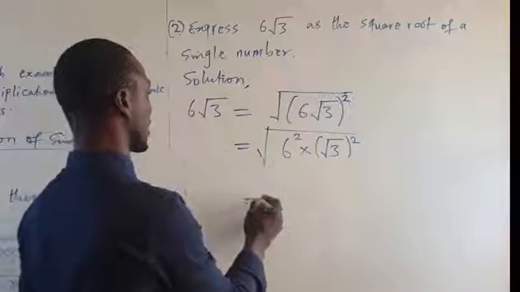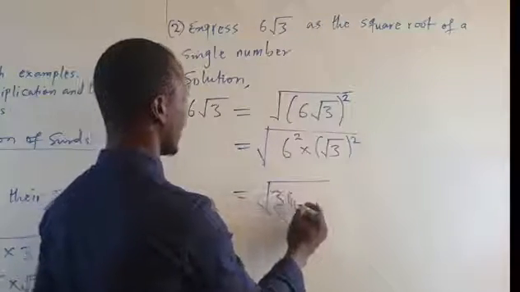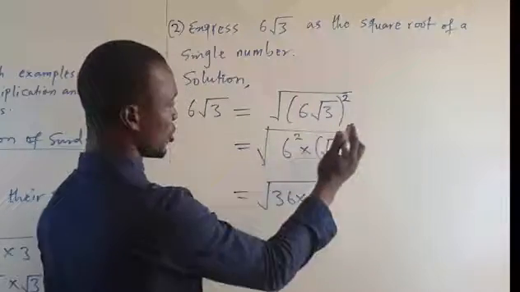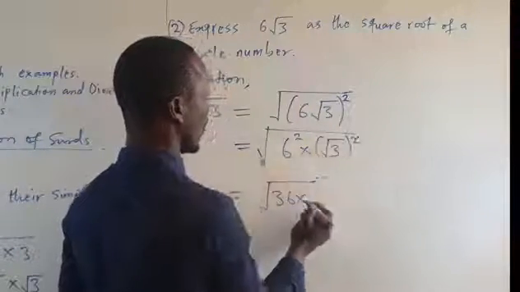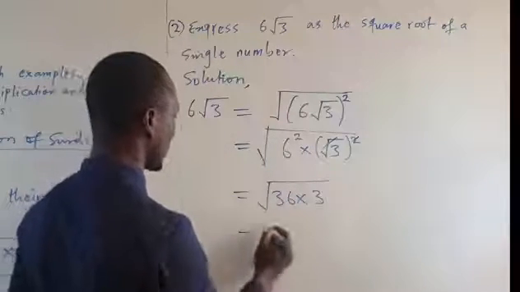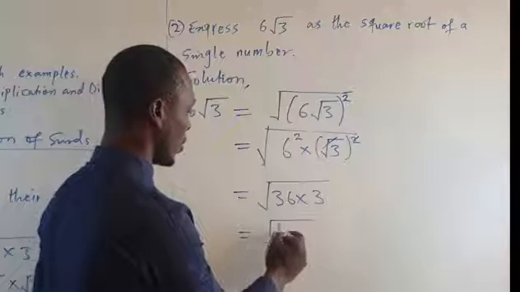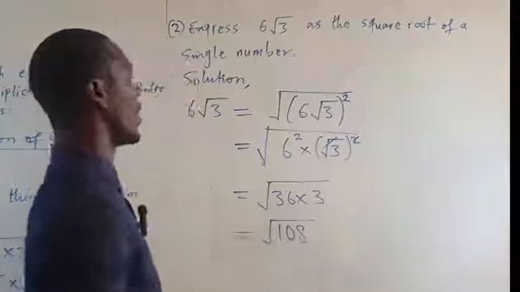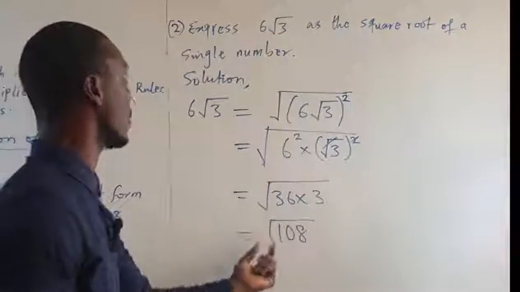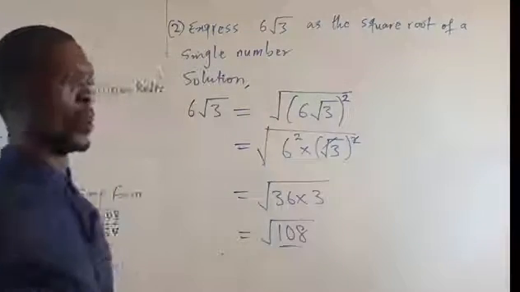So which is the same thing as square root of 6 squared gives us 36 multiplied by square root of 3 raised to power 2. The power here will cancel the root. So we are left with 3. So which is the same thing as square root of 36 multiplied by 3 gives us 108. So we've expressed 6 root 3 as the square root of a single number. And the single number is 108.